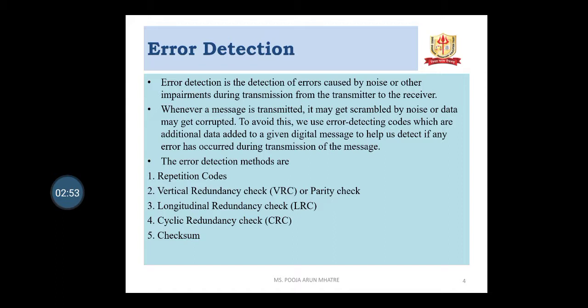If any error occurs during the transmission of a message, various methods are used to detect the errors. The methods are: first, a repetition code; second, a vertical redundancy check or parity check; third, a longitudinal redundancy check; fourth, a cyclic redundancy check; and fifth, a checksum. These methods are used in error detection techniques. In this lecture we will learn about the cyclic redundancy check and checksum.